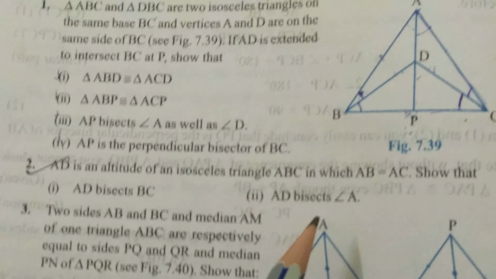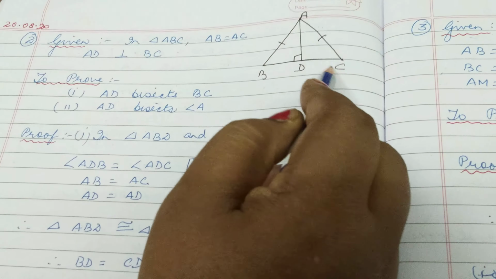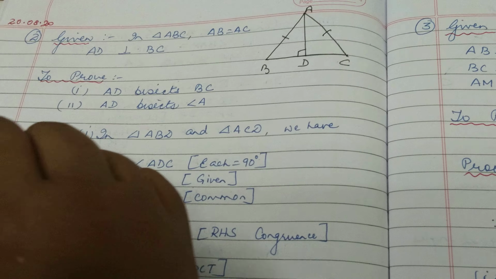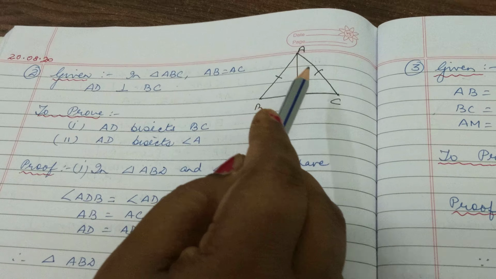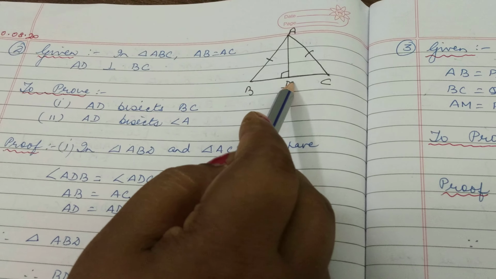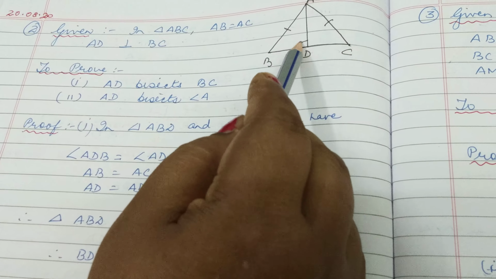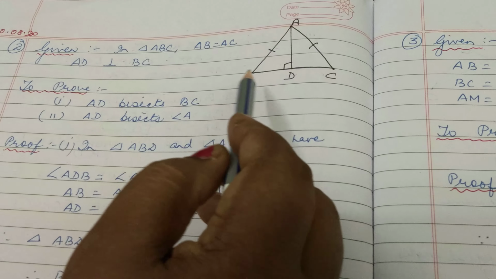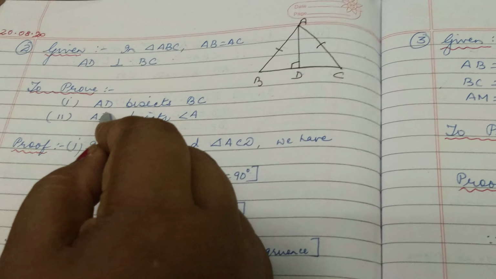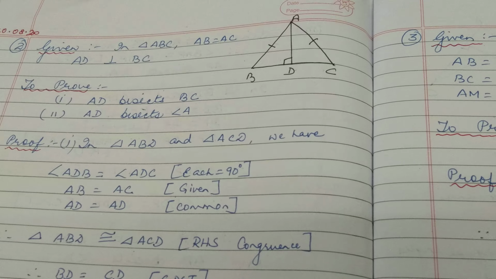Now let us see the figure. According to the question, it is given that ABC is an isosceles triangle, so AB will be equal to AC, and AD is the altitude of triangle ABC. Altitude means it is perpendicular to BC. We have to prove, which I have told you, AD bisects BC and AD bisects angle A.